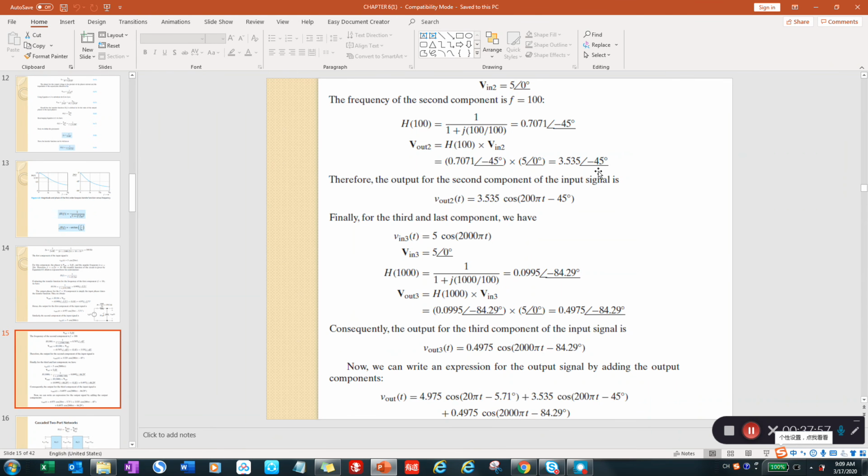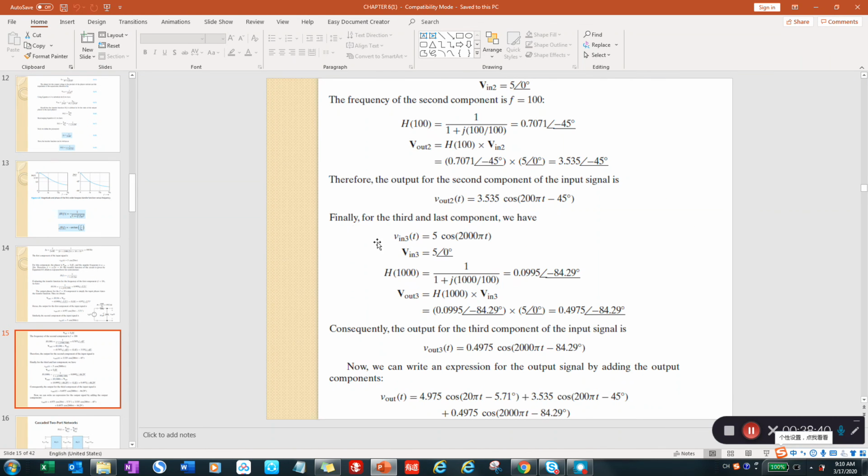3.535 with a phase of negative 45. If you look at this transfer function for the second input, you can see the amplitude is 0.7. It's not close to 1. That means we reduced the amplitude of the second input component. Then we can figure out that the output for the second input is 3.535 cosine 200 pi t minus 45 degrees.